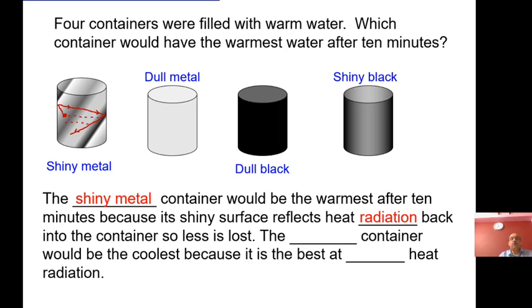Whereas the dull black, we may say they are good absorbers. So they are also good emitters. The dull black container would be coldest because it is best at emitting heat radiation. As dull blacks are good absorbers, that's why they are good emitters.